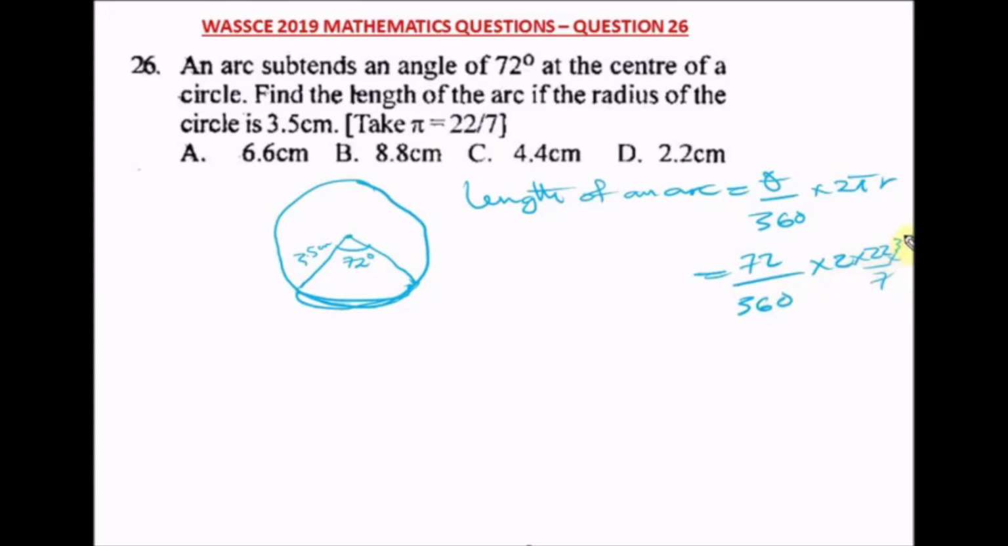So from here we can cancel out this 3.5: 1 in 7 goes 2 times. This 2 will cancel out, and we have a 1. I think 72 something can cancel out, but when we punch in our calculator, 72 times 22 divided by 360, we're going to get 4.4 centimeter. So this is the answer for the length of this arc, 4.4 centimeter. So our right option here is option C.